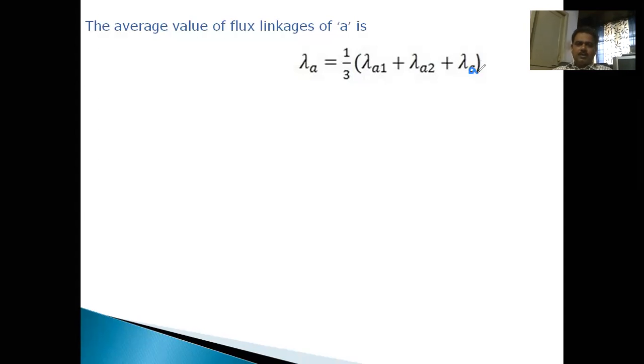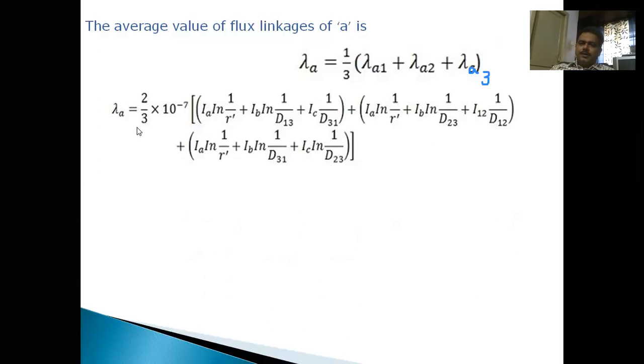This is A3. Okay. So flux linkage lambda A is equal to 1/3 times flux linkage in section 1, flux linkage in section 2, flux linkage in section 3. Next equation, that is now substitute all the 3 flux linkages. So simply substituting all the 3, here the equation is C.